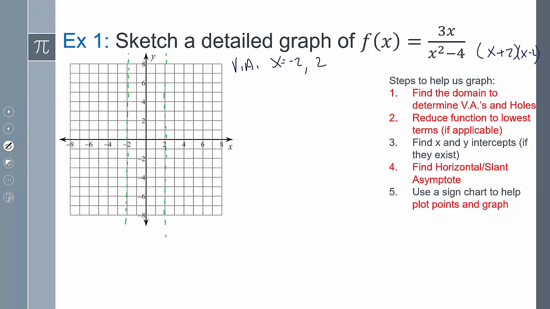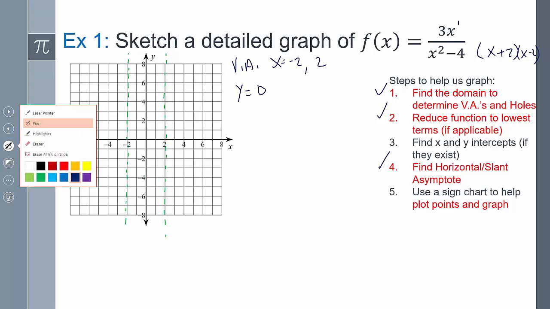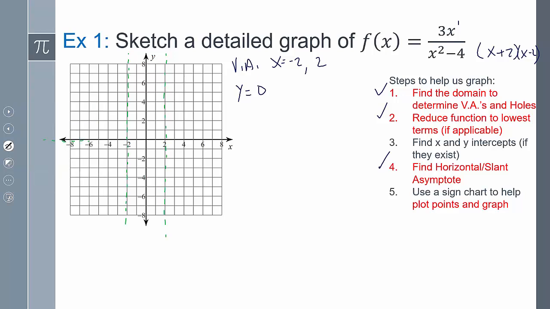Then I can find my horizontal asymptote, right? Like I reduced it, I found the vertical asymptotes and our holes. I can find my horizontal or slant asymptote. The degree on top is 1, the bottom is 2, so it's going to be y equals 0. So I now know my horizontal asymptote. It's going to be y equals 0.